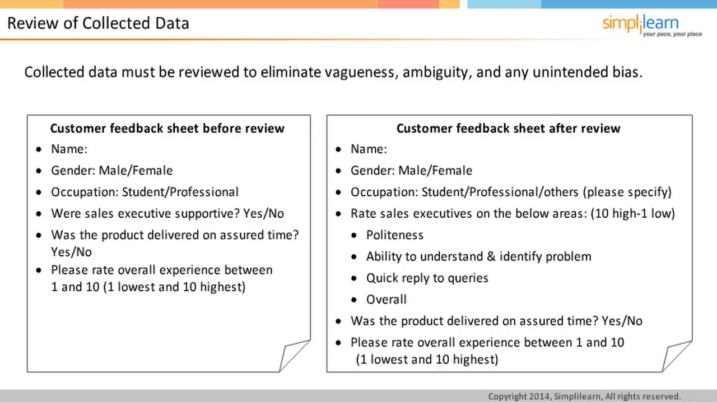The question whether the sales executive was supportive, with an option of yes or no, again leads to ambiguity and unintended bias. The customer might be partially happy or partially not happy, but the choice does not let them inform their exact feeling. If the customer selects no, then the company does not get enough information to understand where their sales executive went wrong. Hence, in the reviewed questionnaire, the customer is asked to rate the qualities of their sales executive, which will provide better data to the company in order to improve the process. Next, we will discuss a technique named Voice of Customer.